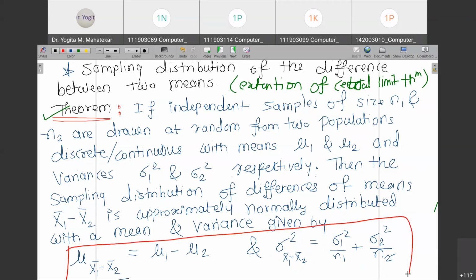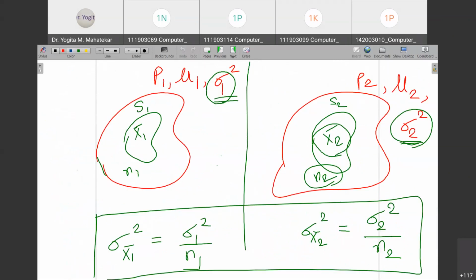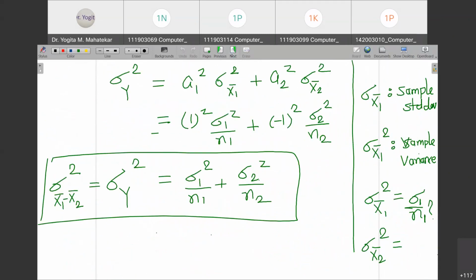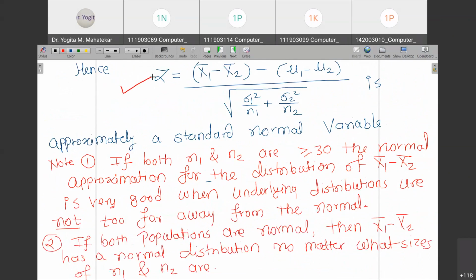This last statement? Just now I explained how this comes about, and therefore how you will approximate it with z. Instead of just x bar, now I'll have the difference of means, x1 bar minus x2 bar, which is my random variable, minus its average. Just now we noted it's the difference between the averages of the populations, divided by the square root of their variances. So what was the variance of the difference of means? It was sigma 1 square by n1 plus sigma 2 square by n2, under the square root.